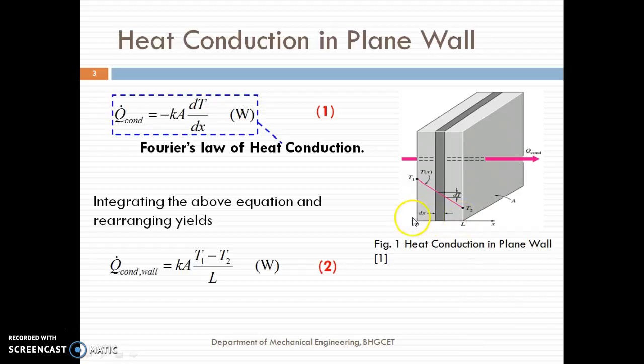Suppose the thickness of the plane wall is L. If we integrate the above equation in the range of 0 to L, the equation can be rewritten: the rate of heat transfer by conduction in a plane wall is equal to kA (T1 minus T2) over L.